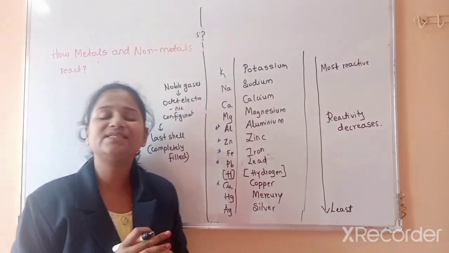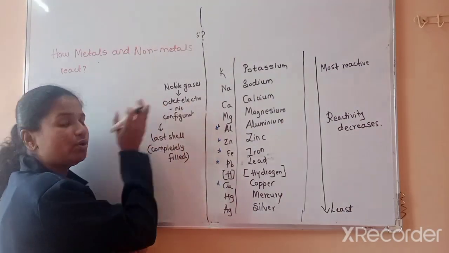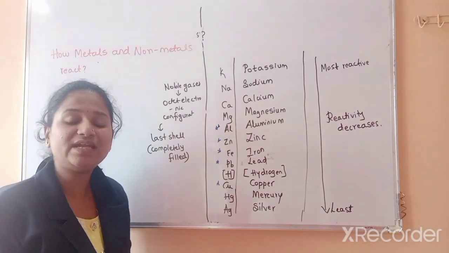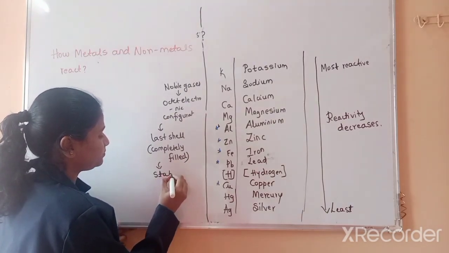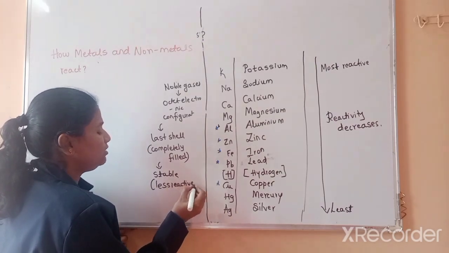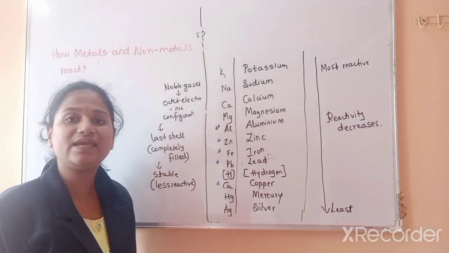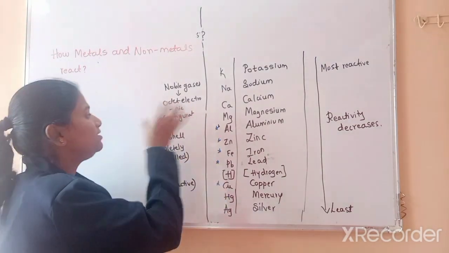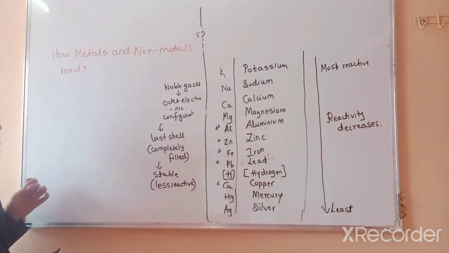All the elements in the periodic table always want to get this octet electronic configuration, that is, a completely filled configuration, so that they will become stable and less reactive. So we can say all the elements will be striving to get this octet electronic configuration.